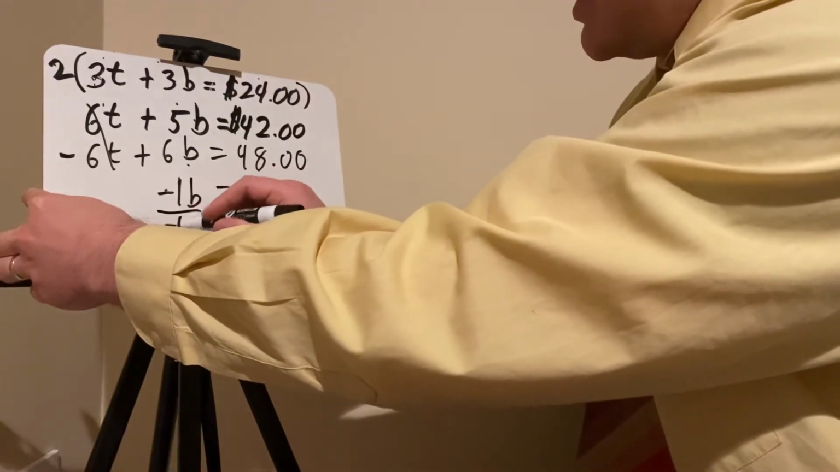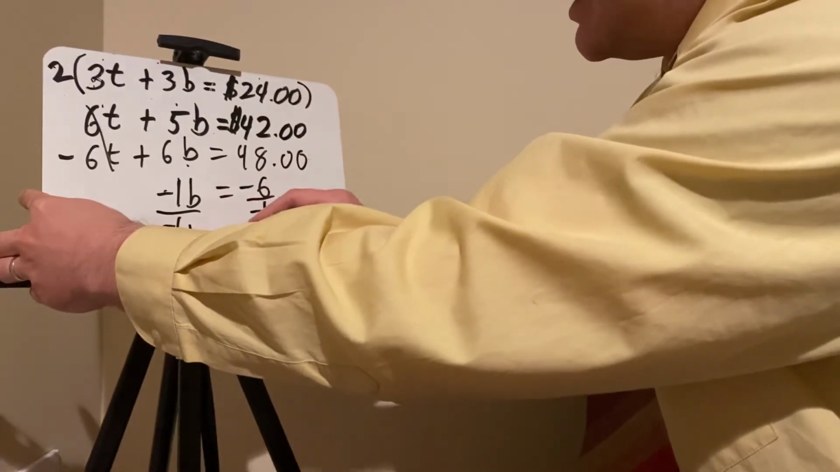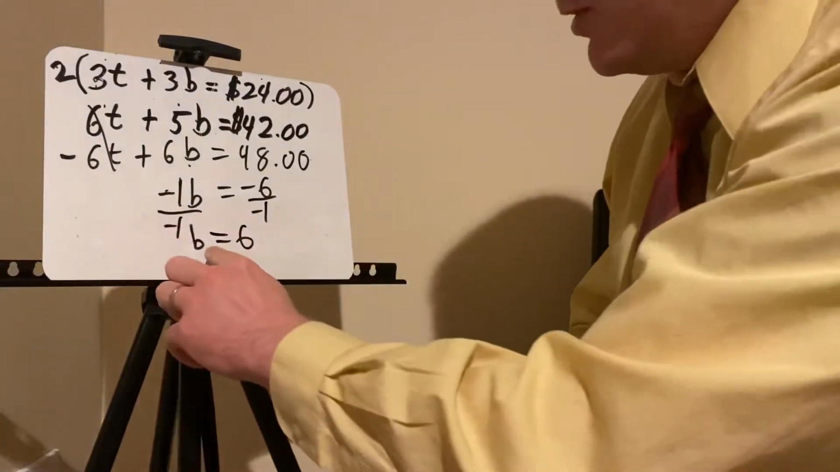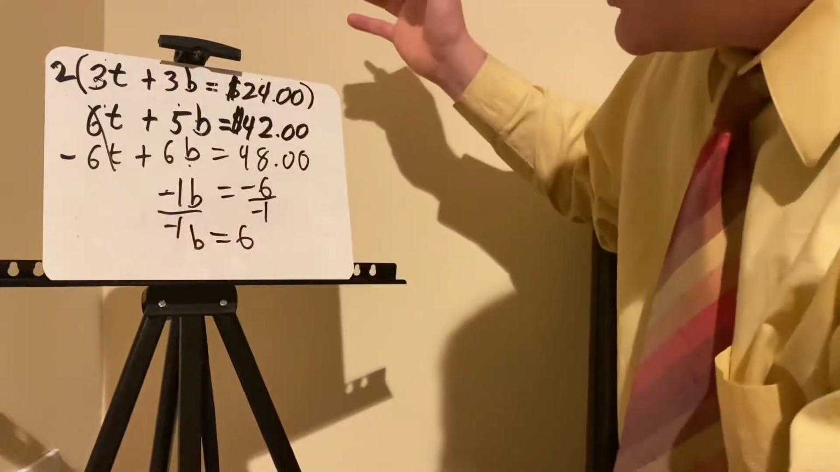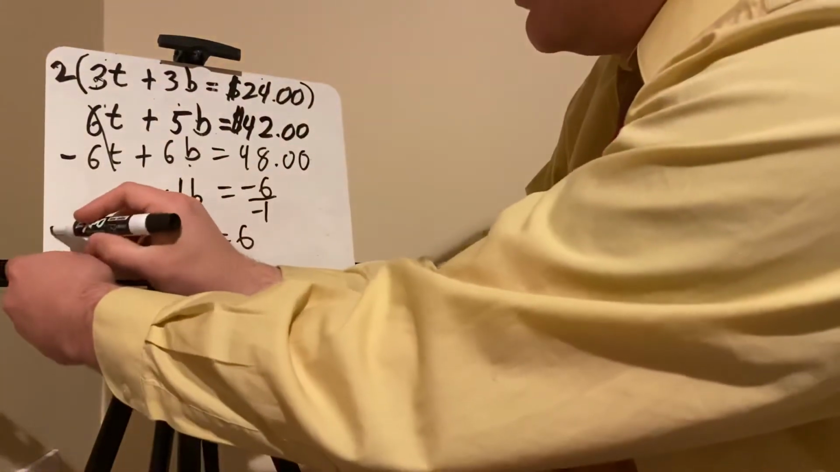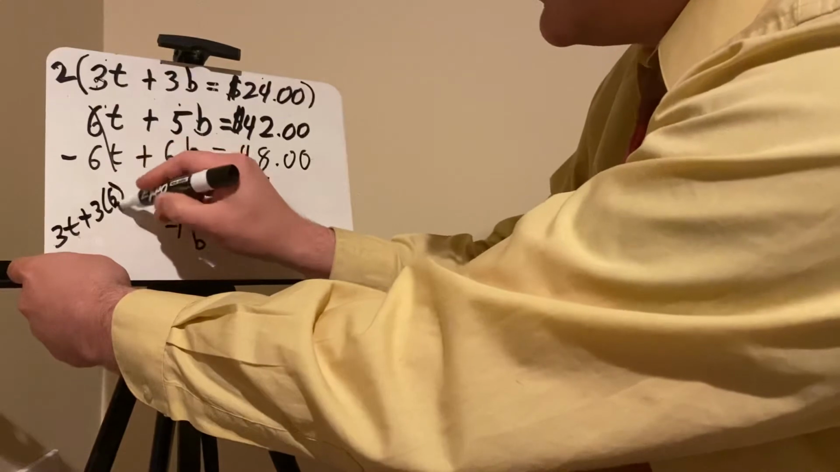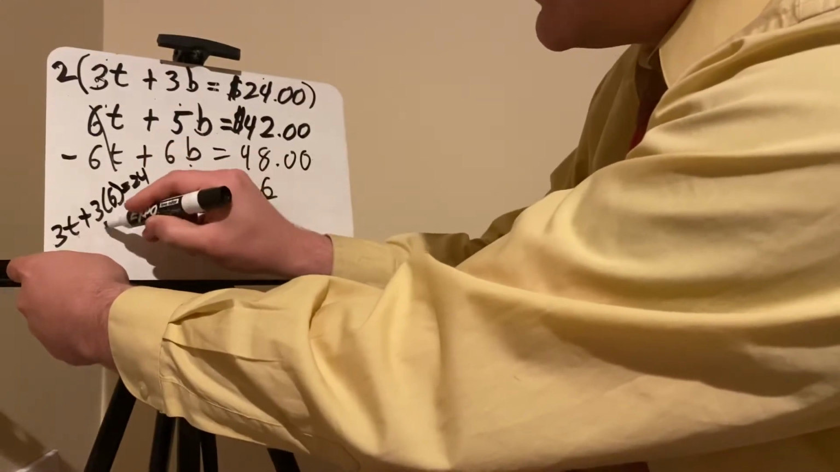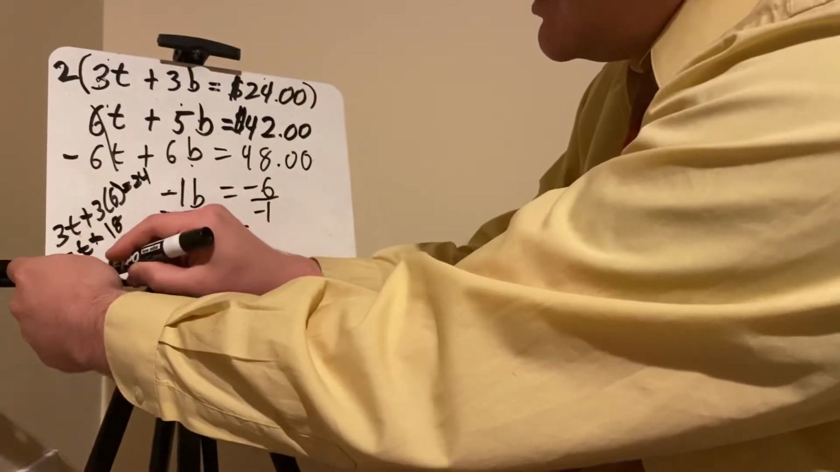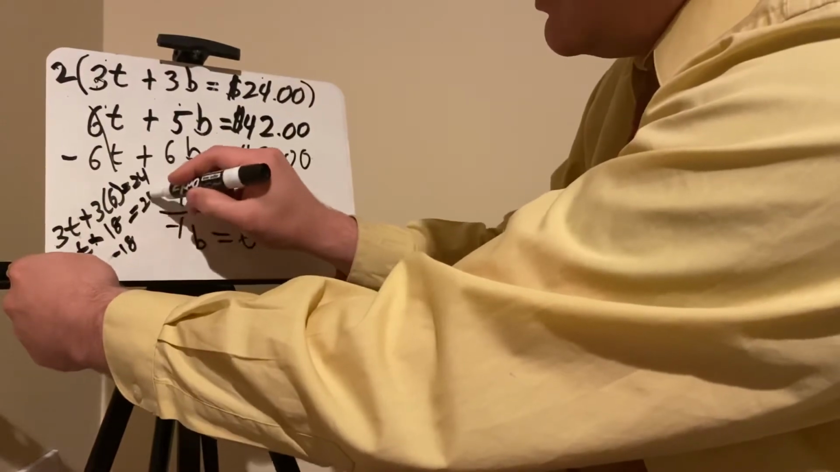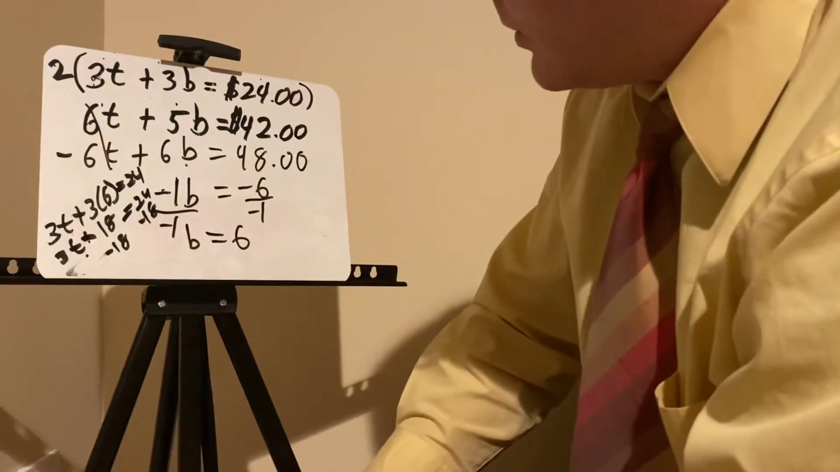Then I just divide by negative 1. This is going to give me b equals 6. So I now know the cost of a burrito is $6. I can substitute back into one of the original equations to figure out the cost of a taco. I'm going to try and write small here, 3t plus 3 times 6 equals 24. 3 times 6 is 18. Then I have to subtract 18. 3t plus 18 equals 24, so 3t equals 24 minus 18.